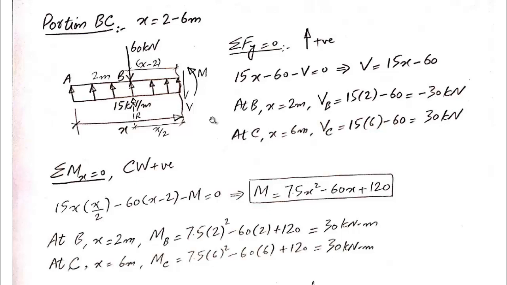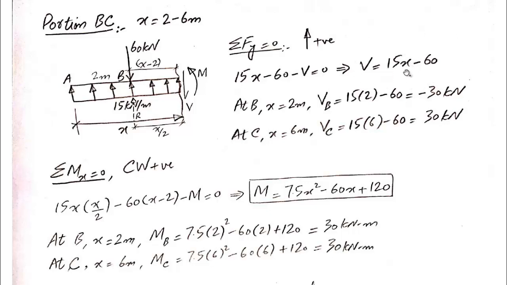Now we are in a position to write down the equations of shear force and bending moment. Sigma Fy equal to 0, with upward forces as positive. So 15 into x, it is the resultant of this UDL, as it is acting in the upward direction, so it will be taken as positive. And then minus 60, which is acting in the downward direction, and this exposed shear, which is also acting in the downward direction, so with a negative sign. If we rearrange this equation, we get V is equal to 15x minus 60. And we have got the equation.